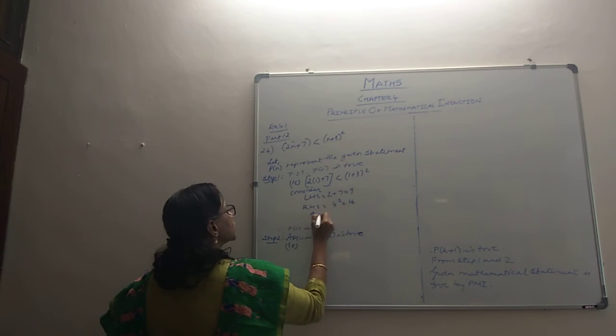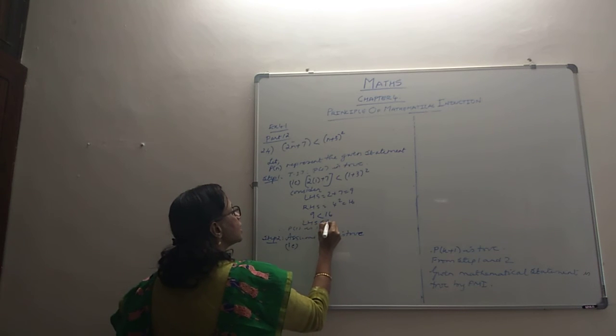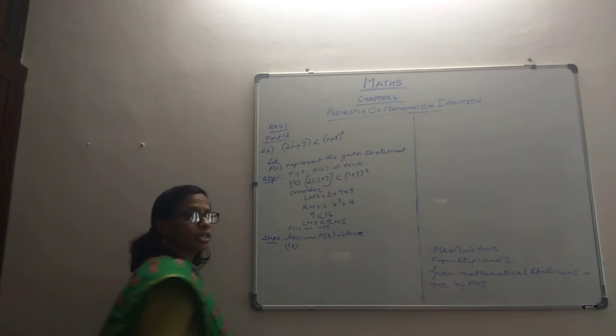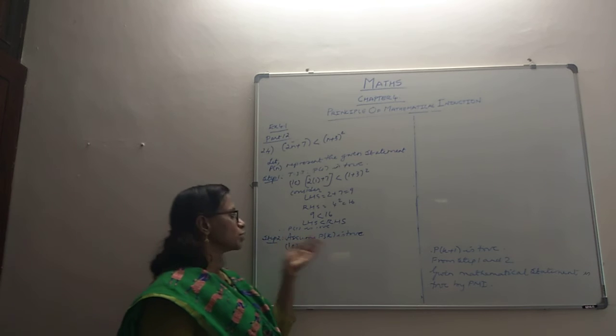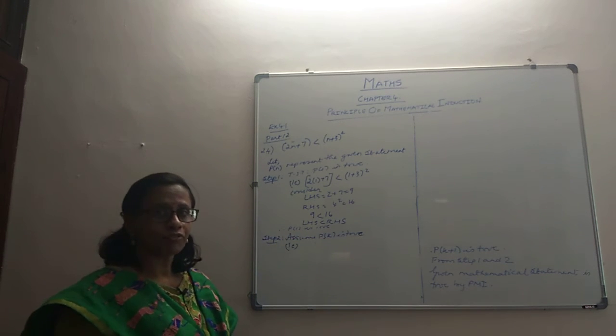In practice, we know that 9 is less than 16. So we have got LHS less than RHS. That's how P(1) is true. So you have got P(1) to be true. That is over. Now step 2, assume that P(k) is true.